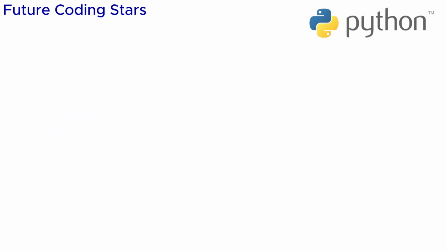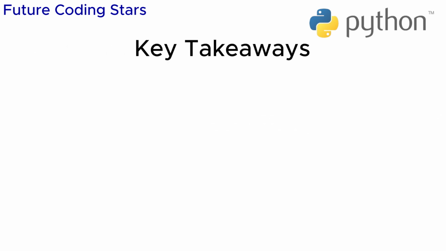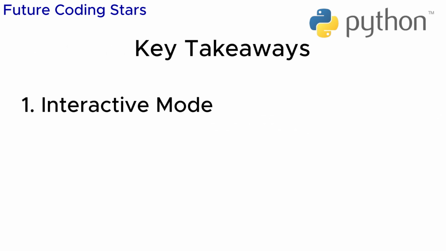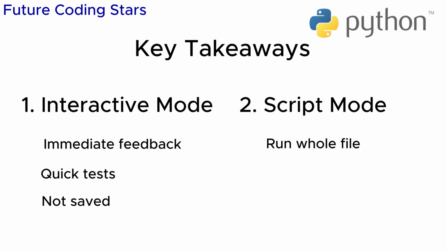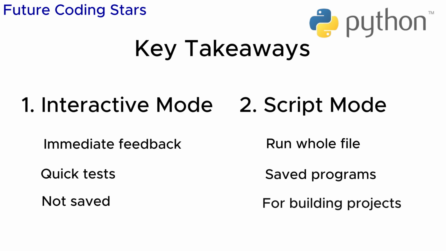Awesome work today. Let's quickly recap what we learned. We learned the two essential ways to run Python code. 1. Interactive mode, accessed by typing python in the terminal, gives you the prompt for typing commands one by one, getting immediate results, perfect for quick tests. 2. Script mode, where you write code in .py files and run the whole file from the terminal using python your_script_name.py. This is how you save your code and build actual programs. Knowing when to use each of these modes will really help you as you learn more Python.